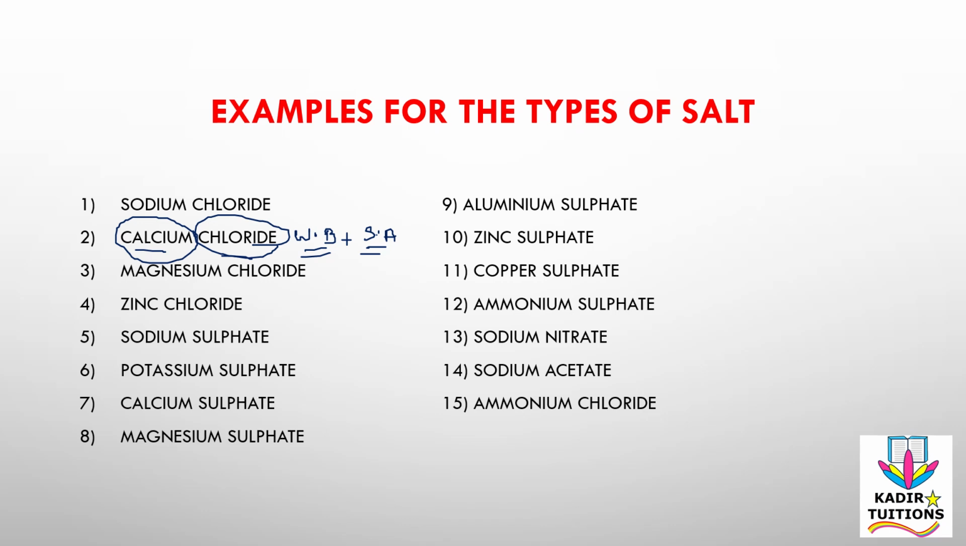One more thing: whenever you have a chloride, the acid used is hydrochloric acid. For the sulfate, what acid do we use? It's sulfuric acid. For acetate, what type of acid do we use for this salt? It's acetic acid. And over here, nitric acid. So these things we need to know.